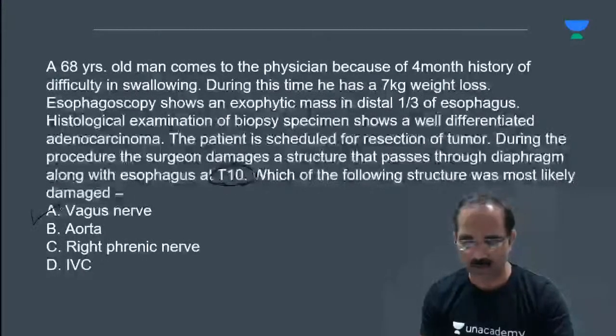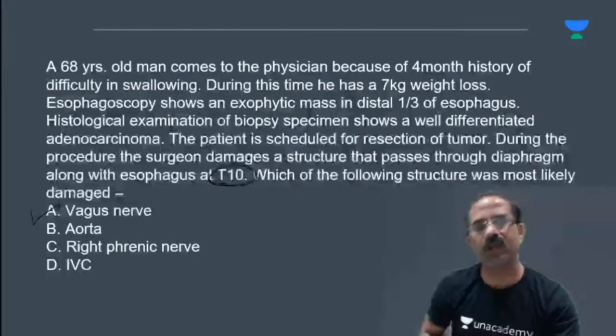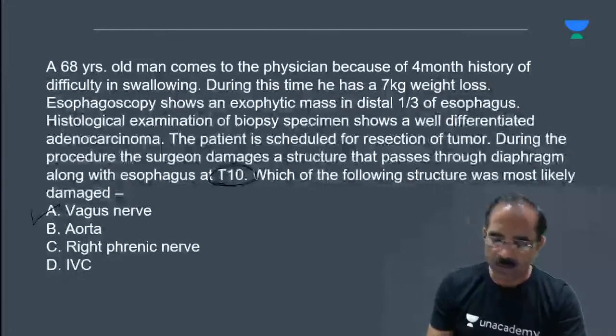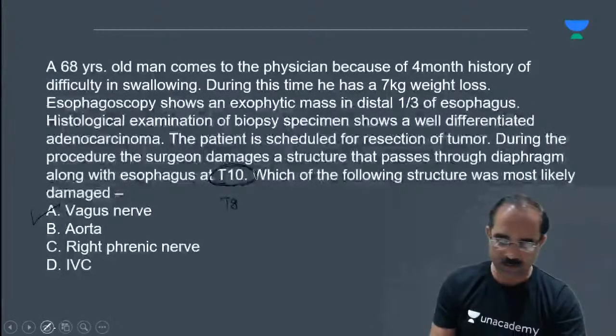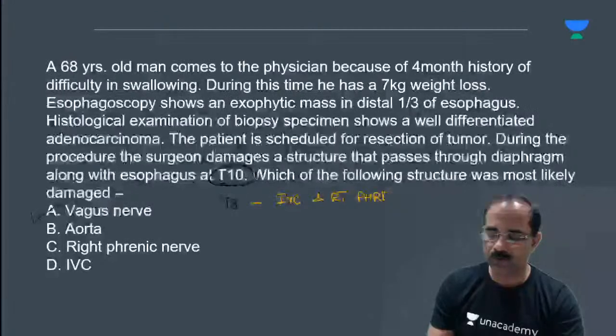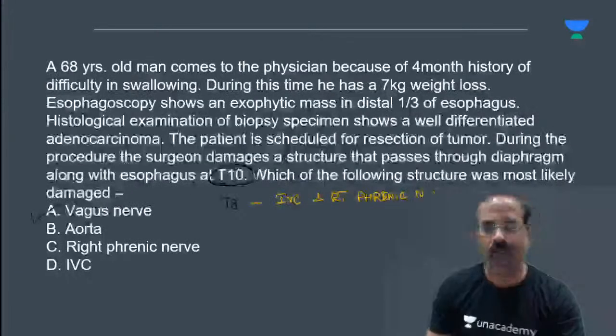Yes, you got that. What is the structure which goes at T10 along with the esophagus? That's the vagus nerve. What passes at T8 vertebral level? Students, can you quickly tell me? At T8 vertebral level, what passes is the IVC and the right phrenic nerve. Clear?